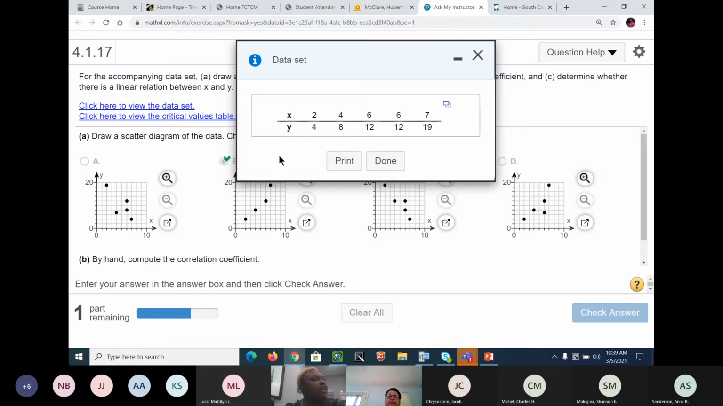Wait, hold on. Where did she go? I thought she went with somebody down to their room. Okay.